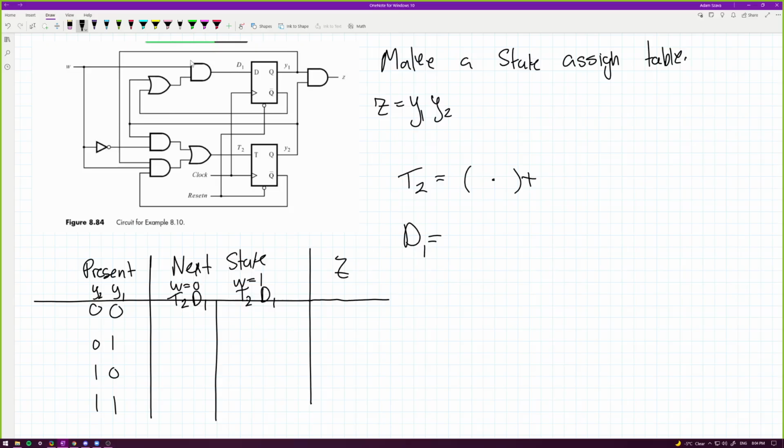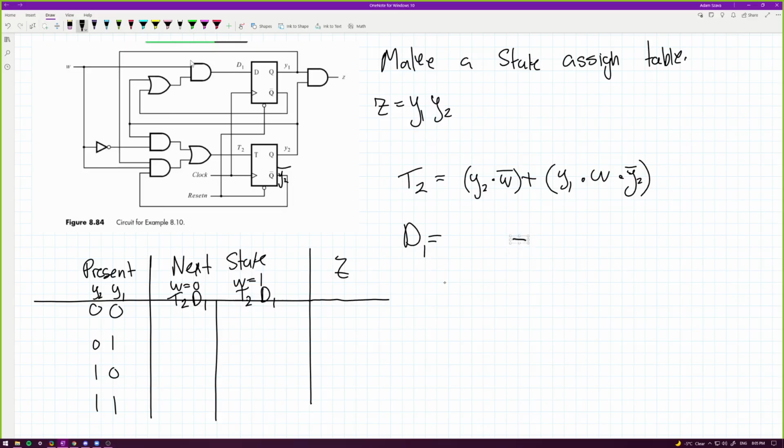This one's going to be ANDed with two things, and this one's going to be ANDed with three things. For the two-input AND operation, one input is Y2, and the other one is W complement. Then for the three-input AND gate, the first top input is Y1, the next one is just W, and the next one is Y2 complement, because that's Y2 complement coming up. Okay, so let's confirm that that matches the thing here. Very good.